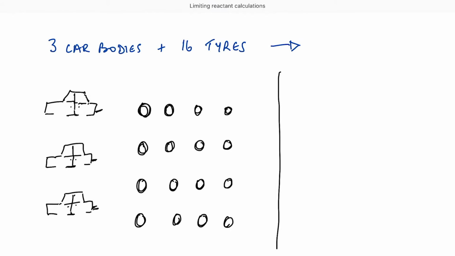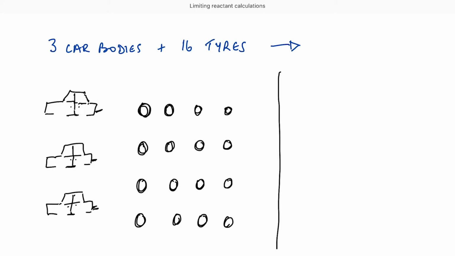Limiting reactant or limiting reagent problems are just another form of reacting mass calculation. Except that before we can figure out how much product we're going to form in a reaction, we have to actually have a look and see which of our reactants is going to determine that. Let's have a look at this quick example here.